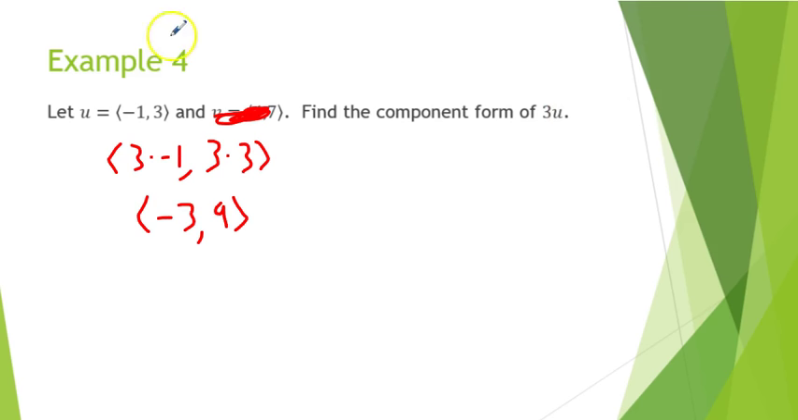It's essentially the same as taking vector u and applying it 3 times. So if I did u plus u plus u, which would equal 3u, you would see that you end up going left 3 and up 9.